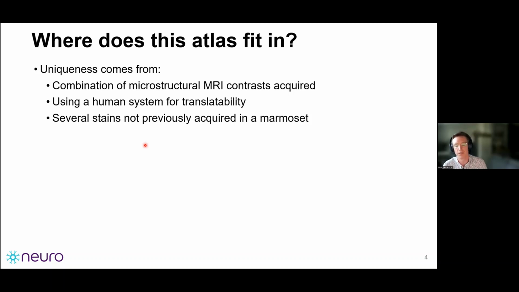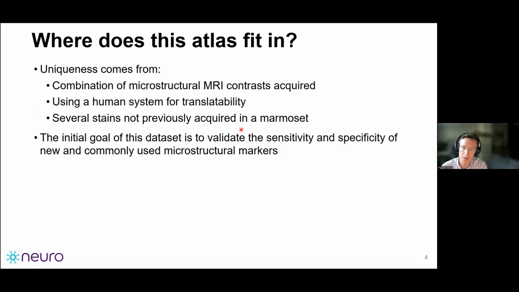In many of these atlases that exist, there's a lot of Nissl stain. There's some good silver myelin stains as well. But as you'll see, we have some that aren't previously available. The initial goal of this data set is to validate the sensitivity and specificity of some new markers, like IHMT, and commonly used microstructural markers in the brain, maybe like R1.